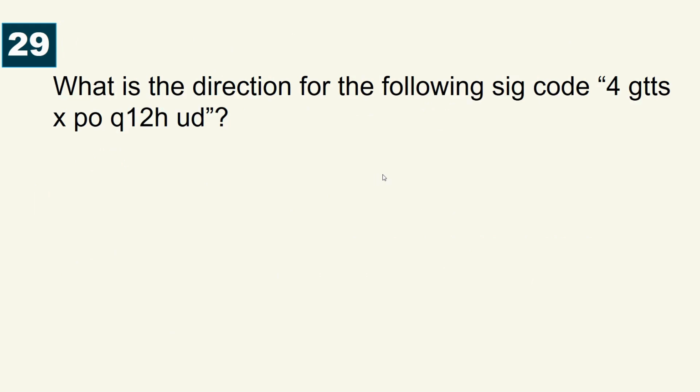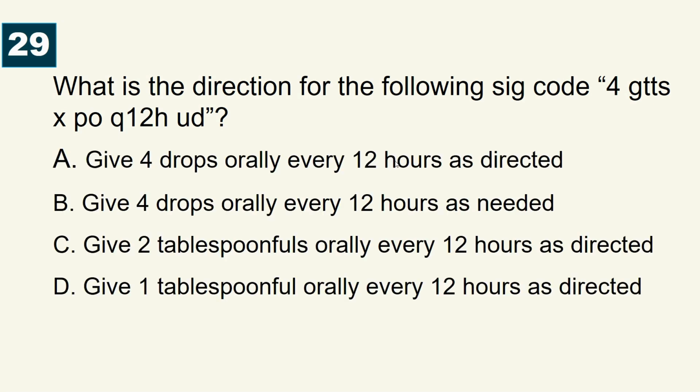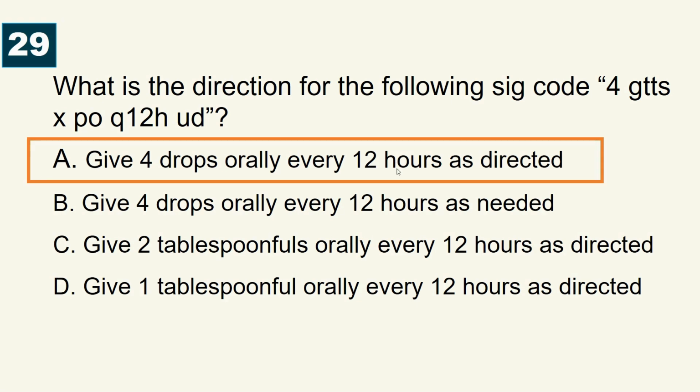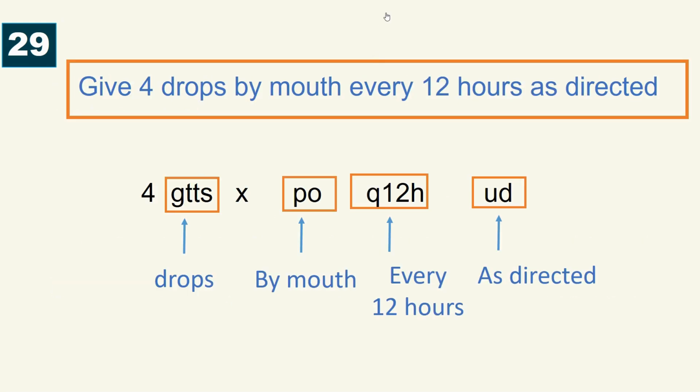Next, what is the direction for the using C code 4 GTTS PO oral every 12 hours UD? The correct answer is give 4 drops orally every 12 hours as directed. Because here GTTS is for drops and PO is by mouth, and every 12 hours is Q12H. UD means as directed.